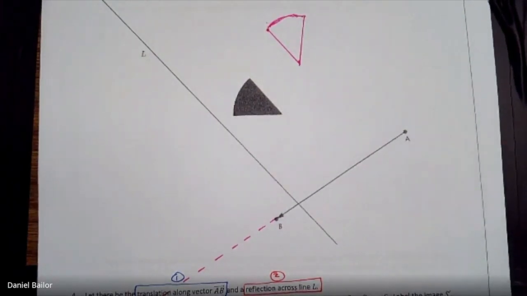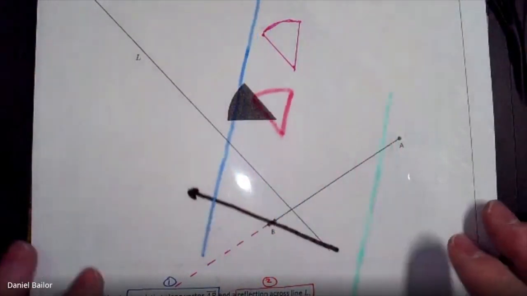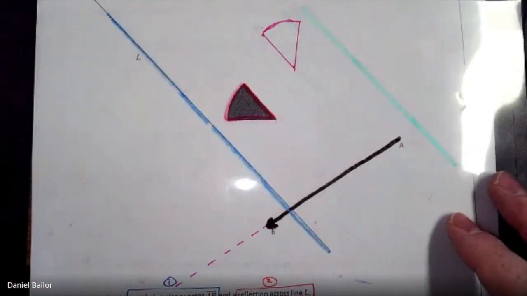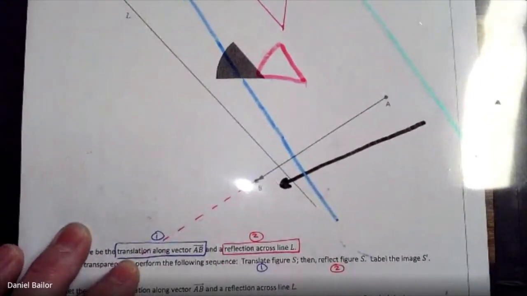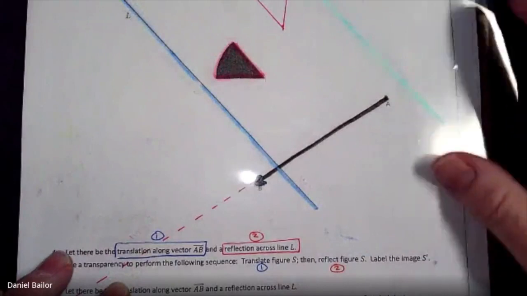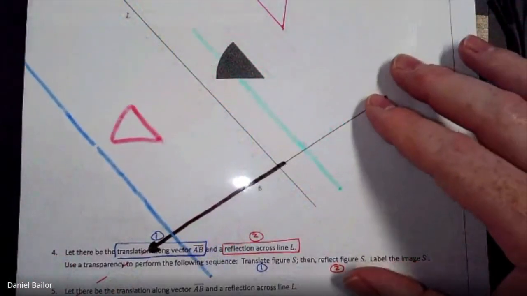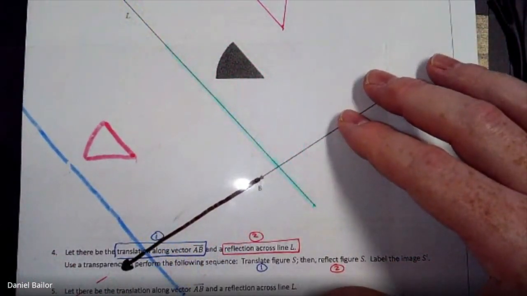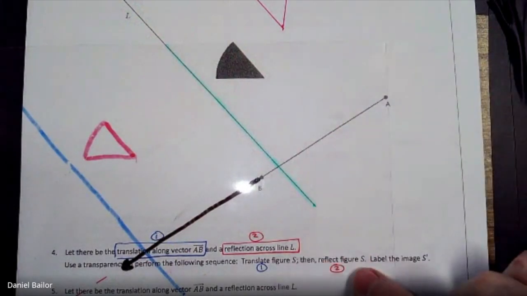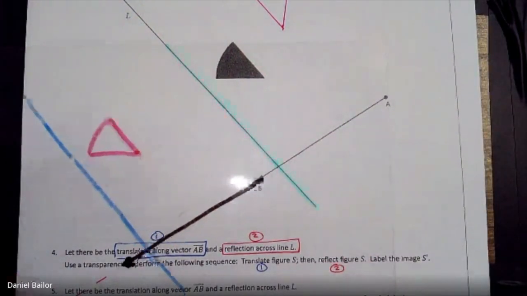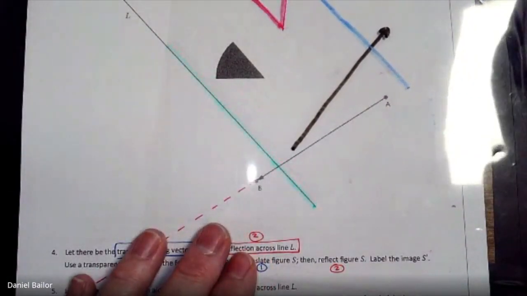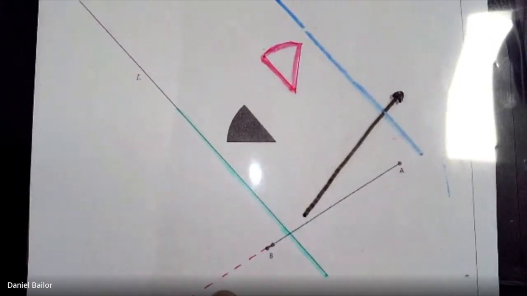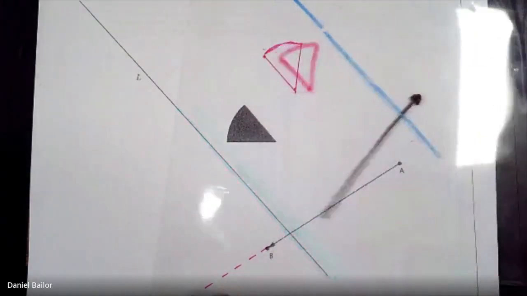So watch what I did again. I'm going to do all the steps again. This is where I started. Step 1 was translate down here. So I slide down. I stop right there. Step 2 was reflect. Flip the paper over. Make sure the green line lines up perfectly. And that is where the figure stops. After I translate and reflect, it stops here.